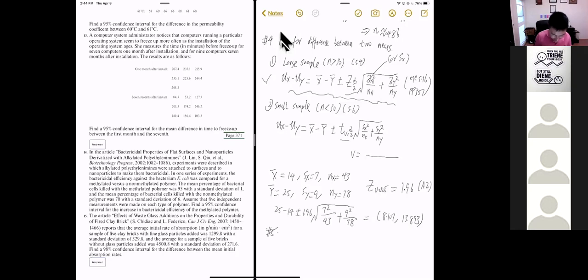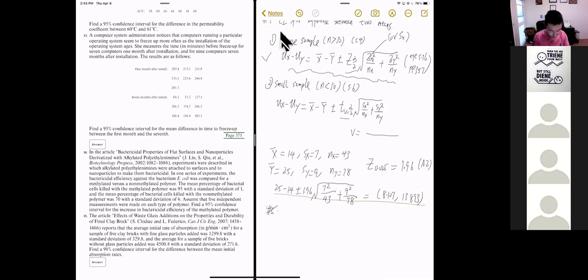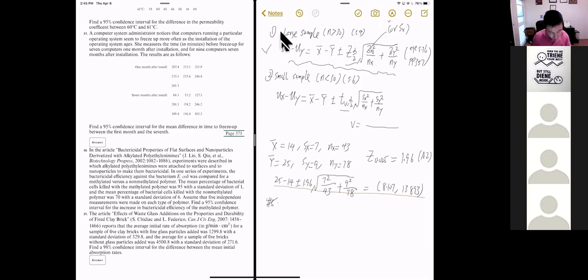Again, look at the last sentence: 95% confidence interval for the increase in bacterial efficiency. The increase, from old to new, is the same thing as a difference. So that's the difference between two mean values. The sample size can be figured out from the question. So let's read the question together.